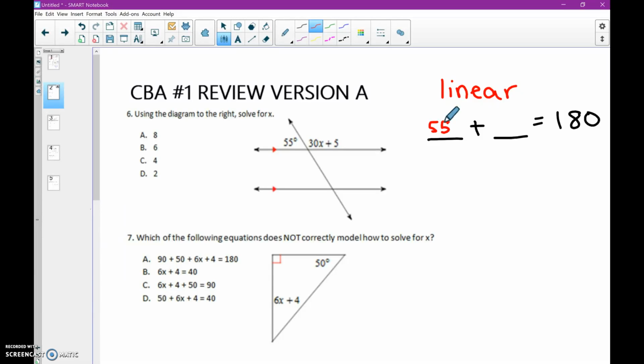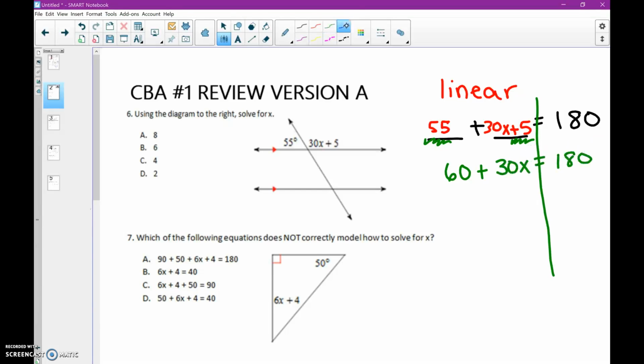So 55 goes here, 30x plus 5. Now you'll notice you've got some like terms on this side that we could put together. So let's not move things to the other side just yet. Make sure you're separated by that line. 55 and 5 are like terms. 30x is not. It's got an x attached to it. So 55 plus 5 is really 60. Still have 30x. Still have 180 over there. Now I can start my algebra process. So let's get 60 over to the other side.